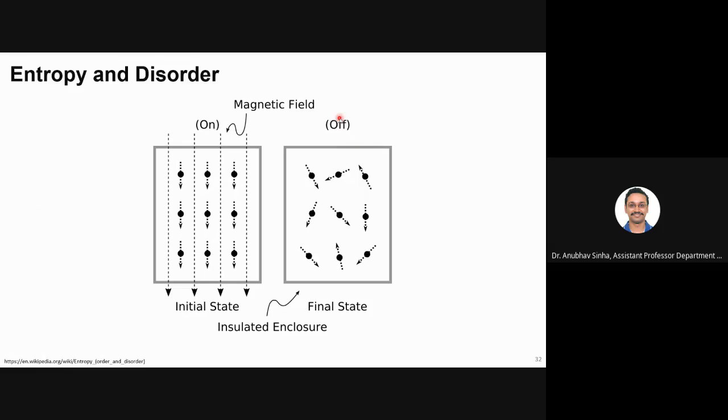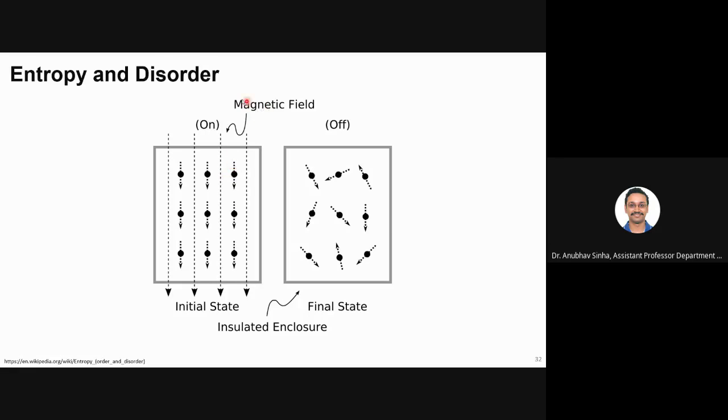Another example: if you have a substance with magnetic particles, and you apply a magnetic field, they all will align in the direction of that magnetic field. Now, if you remove that magnetic field, they will disorient and get aligned in different directions. So which one is the more ordered state, first or second? First. So if we apply a magnetic field, we get a more ordered state, or less chaos.